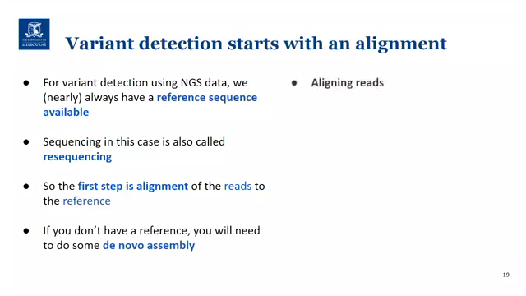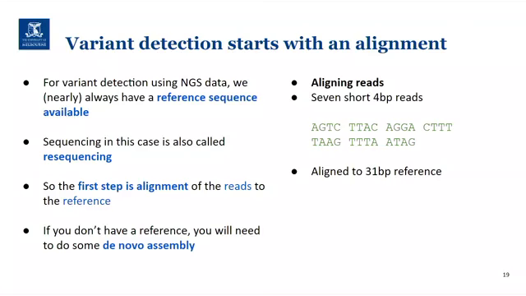Let's say we're going to align some reads, and we have 7 short reads of 4 base pairs each. And these are our 7 reads. First thing we do, we have our reference genome. Let's say a very small one, 31 base pairs. And it looks like this. And we start aligning them.